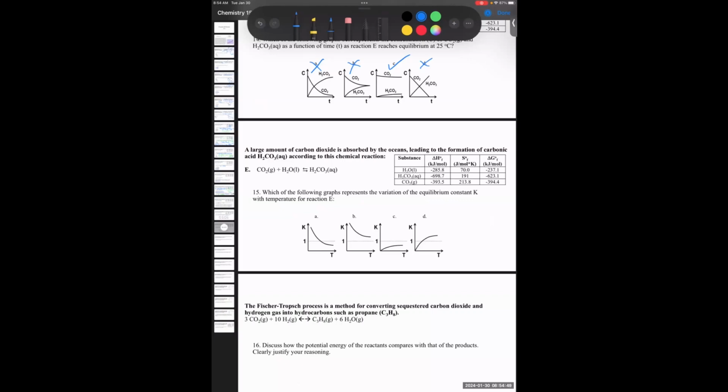Great, we're done. Which of the following graphs represents the variation of the equilibrium constant K with temperature for reaction E? This is simple because this reaction is product favored only at low temperatures. Here's my temperature, here's my K, here's my line at 1. At low temperatures, the reaction has a K value greater than 1, and at high temperatures, it should be less than 1. It should look something like that. So that should be option A.